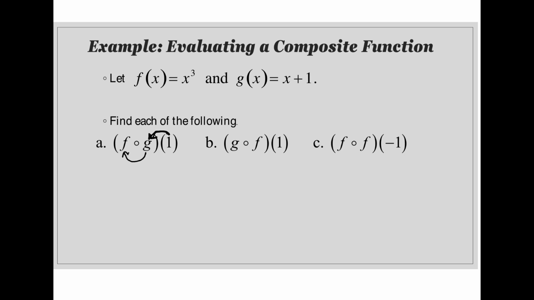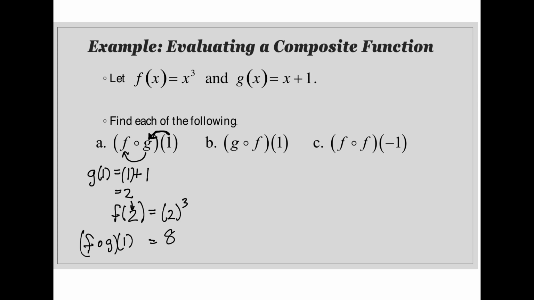First of all, let's find the g of 1. The g of 1 is 1 plus 1, so very simple. That's 2. Now 2 becomes the input for f of x. So 2 gets substituted in there, and 2 cubed is 8. So the f of g of 1, notice we put parentheses around both, is equal to 8.